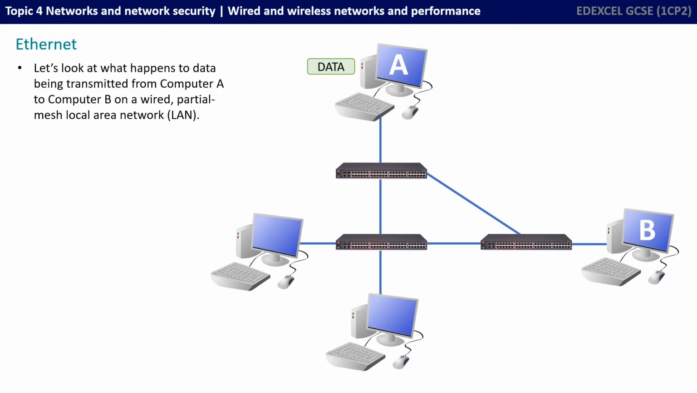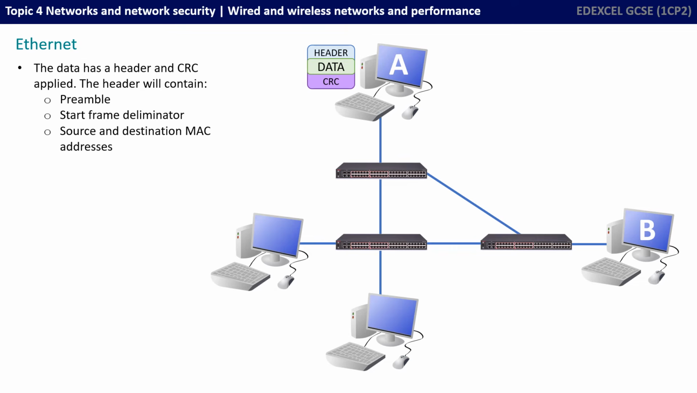So in terms of Ethernet that we spoke about earlier, let's have a look at what happens to data being transmitted from computer A to computer B on a wired partial mesh local area network. The first thing that's going to happen is the data is going to have its header and CRC applied. For the purpose of this illustration, the header includes the preamble, the start frame delimiter, the source and the destination MAC address.